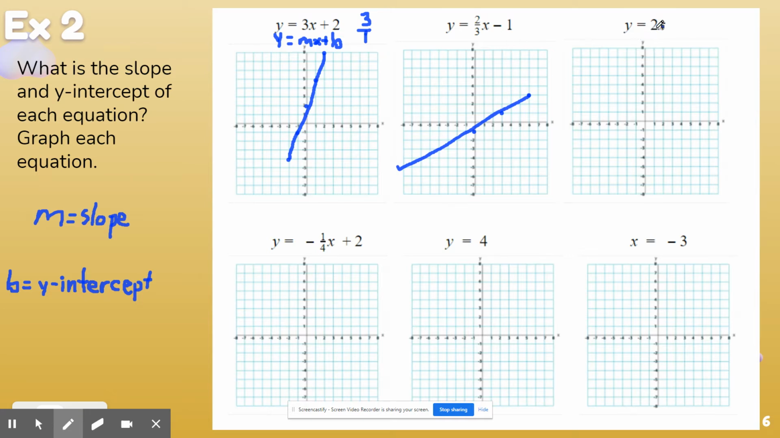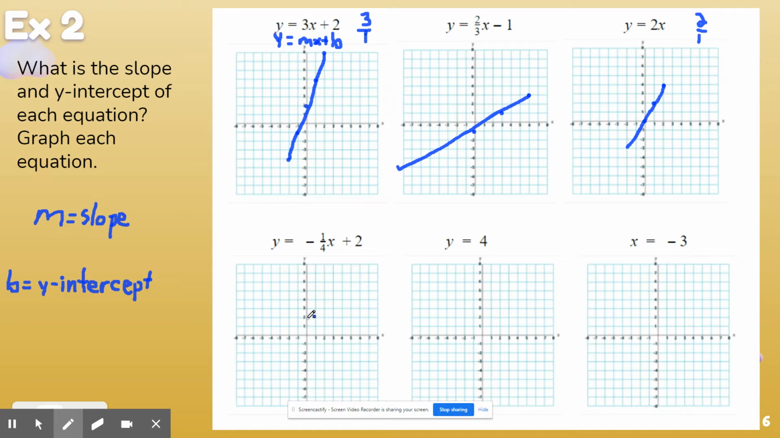Now, when you have y equals 2x and there's not a number after the x, we automatically assume that the y-intercept is 0, which means we start in the middle of the graph. 2 can be written as 2 over 1, which means go up 2 and 1 to the right. Up 2, 1 to the right. Graph the line.